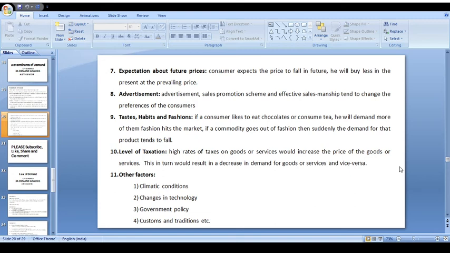Our next and last determinant of demand is other factors like climatic conditions, changes in technology, government policies, and customs and traditions, etc. Those are the determinants of demand.